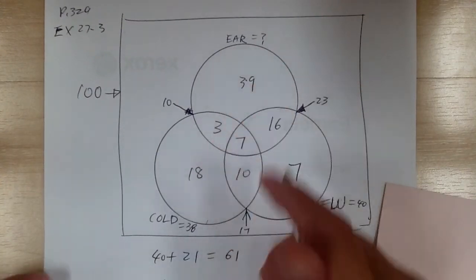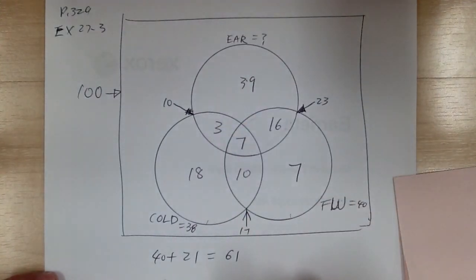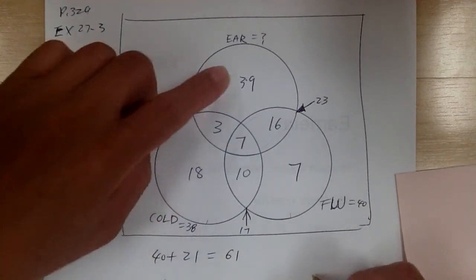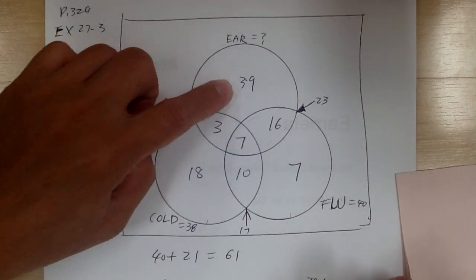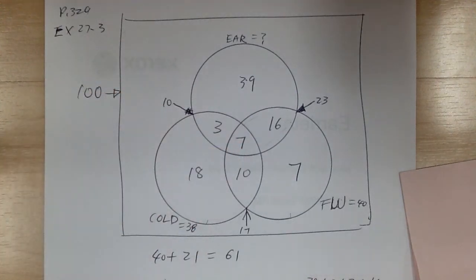Now once we find 39, the earache would be, you just add all this together. So earache would equal 39 plus 3 plus 7 plus 16. So this would be 49, 59, 65.